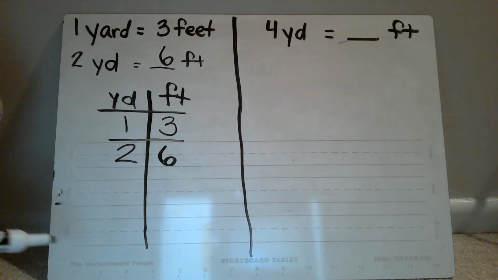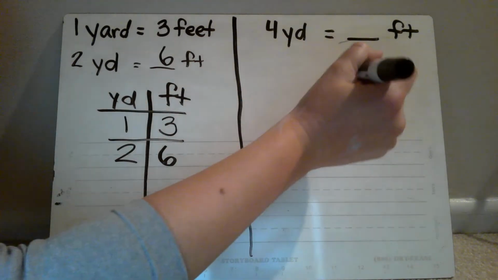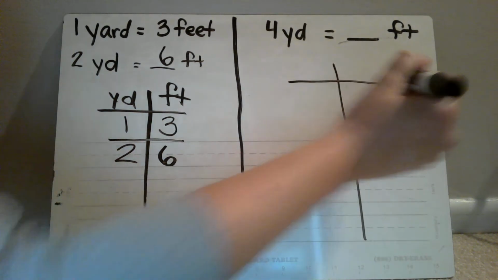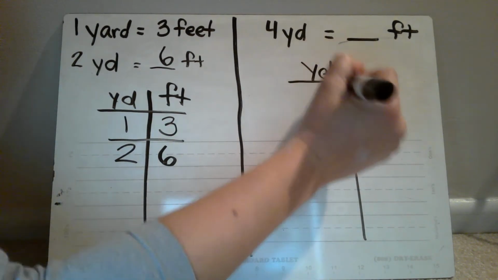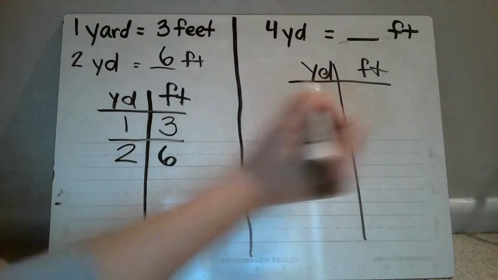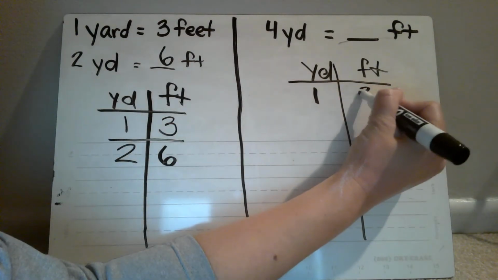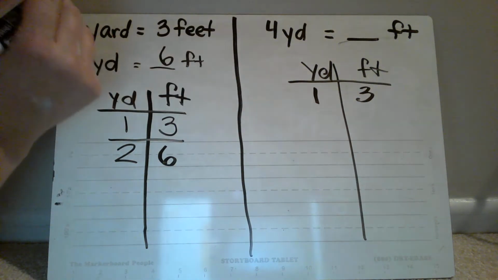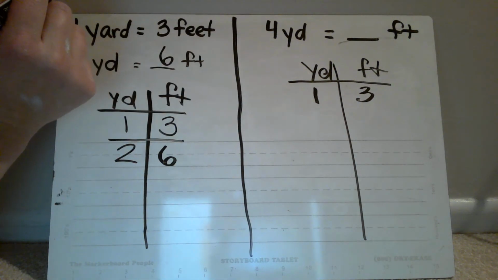Let's try another one. I'm going to use my T-chart again. I'm going to set up yards on this side and feet on the other side. Remember that 1 yard is 3 feet. That is never going to change. That is always going to be the relationship between yards and feet.